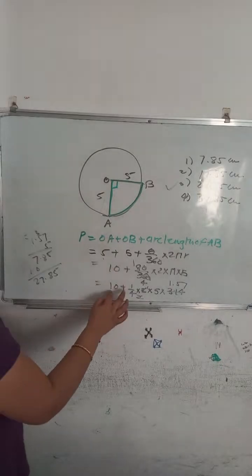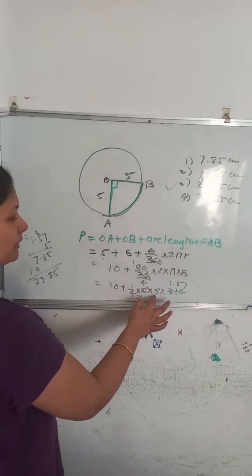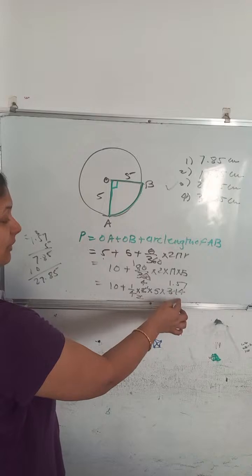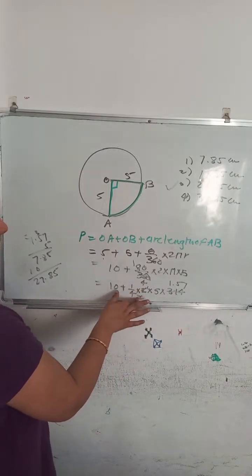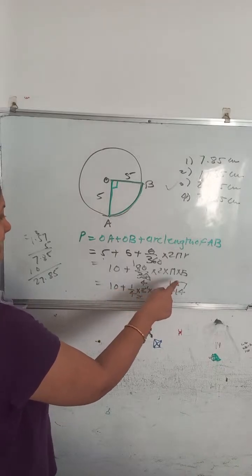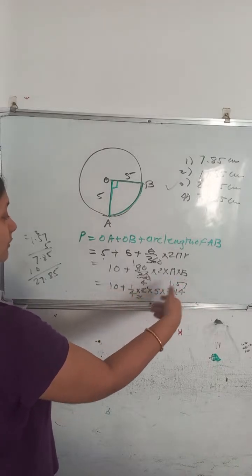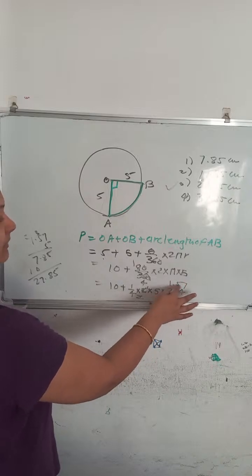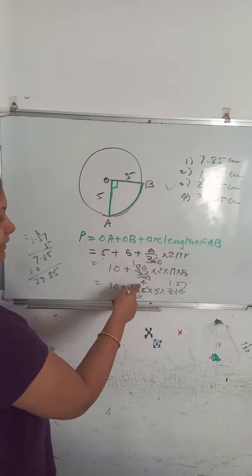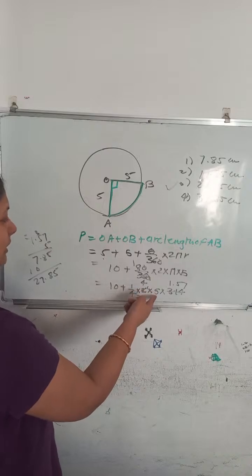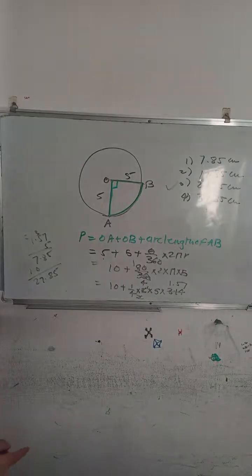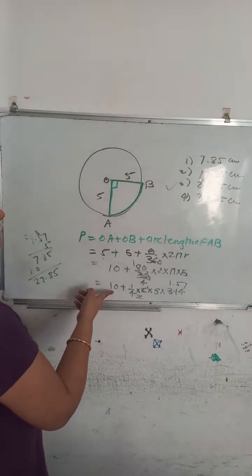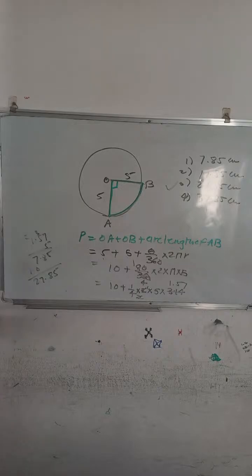So here this is 10 plus 1 by 4 into 2 into 5 into 3.14. This 2 ones are 2, 2 twos are 4, I divided. Then again this 2 I divided with 3.14, so it gets cancelled and I get 1.57. So 1.57 you can multiply with this 5. After multiplication you will get 7.85, and that 7.85 plus 10 is nothing but 27.85. Option C is the correct option.